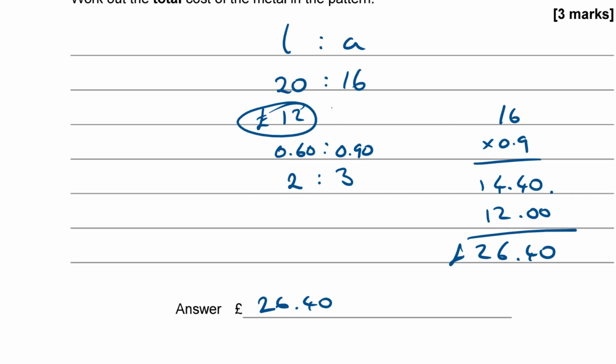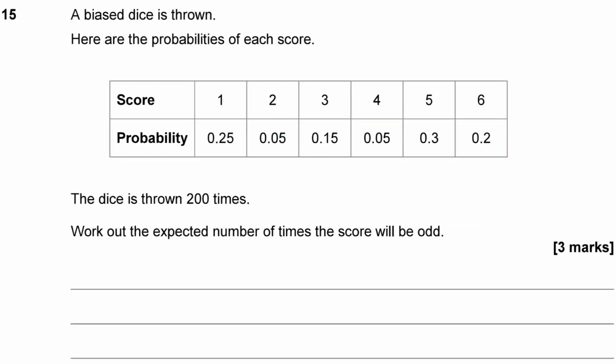It's £26.40. Question 15. A biased dice is thrown. Here are the probabilities of each score. So you can get 1, 2, 3, 4, 5, or 6 on this 6-sided dice, and these are the various probabilities. So you can see that it's most likely to land on a 5, then a 1, and then a 6, and then a 3, and then a 2 and 4 are least likely.